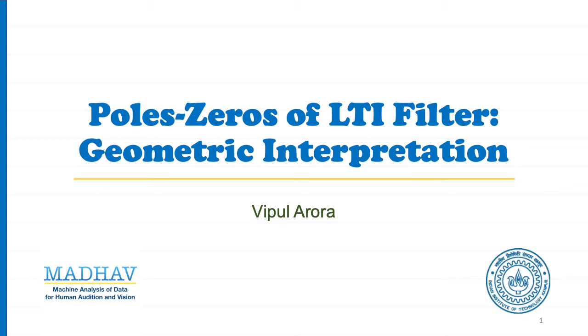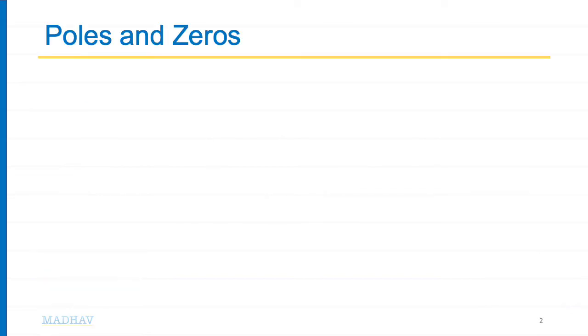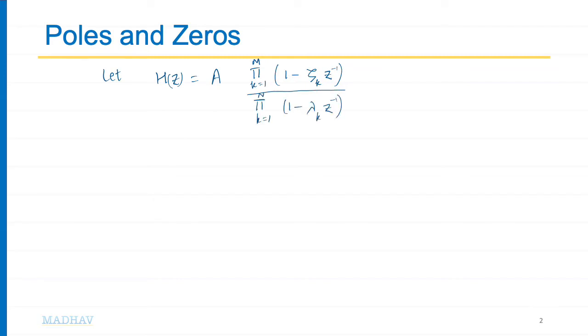Hi, in this video we are going to discuss poles and zeros of an LTI filter, and we'll look at the geometric interpretation of this. Okay, so what are poles and zeros? So let H(z) equal to this form. Basically it has poles and zeros in the numerator and denominator.